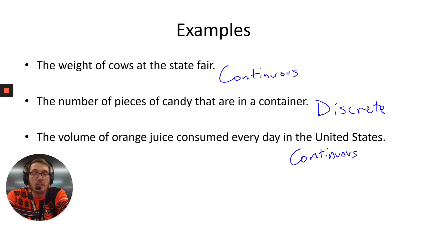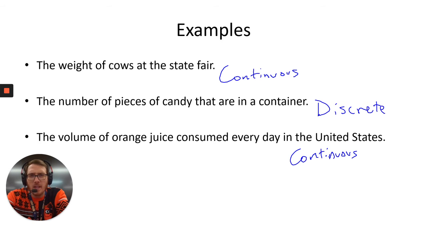So the weight of cows at the state fair is continuous because it could be any weight on a scale that you're looking at. It is interesting to note that if that question would have been asked many years ago, that would have been a discrete number because of the scale that was being used, probably only measured to the nearest pound or half pound. But now, because of technology, it's a continuous piece of information because of how it can be calculated.